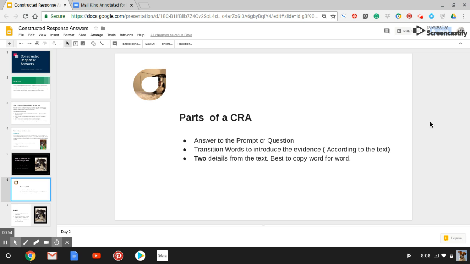Here are the parts of the CRA. You have to have an answer to the prompt or to the question. That is worth 1 point. So if you answer the question, you already have half of the CRA points that you could get.